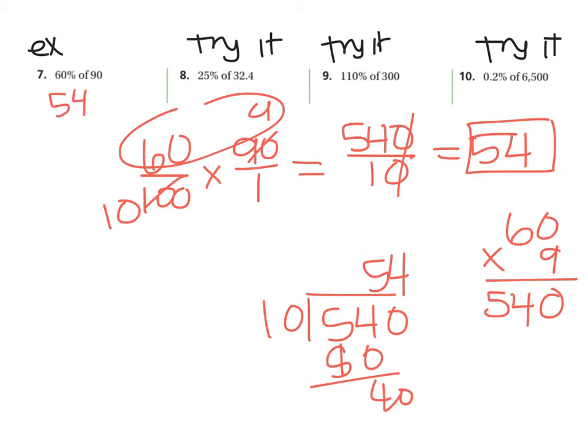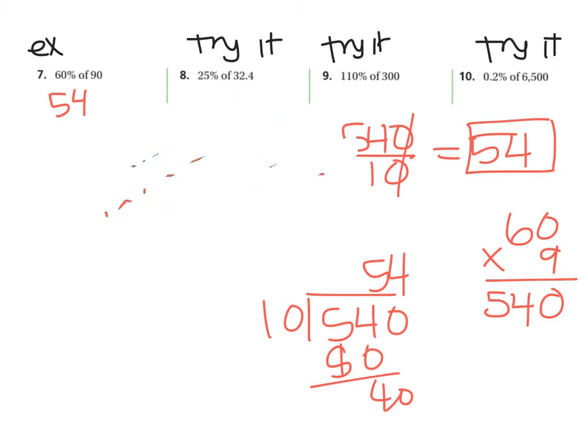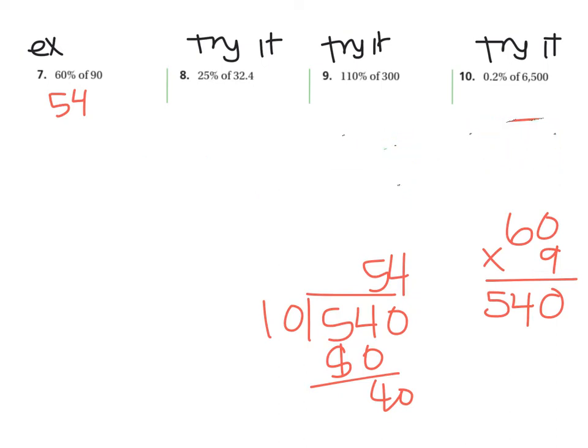So 60% of 90 is 54. Okay, I want you to go ahead and try the next ones on your own. Pause your video as needed, and then I will solve them to check your work.